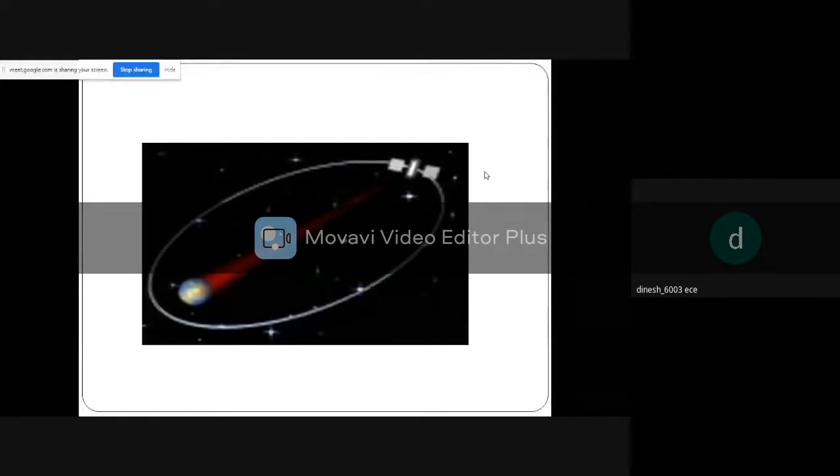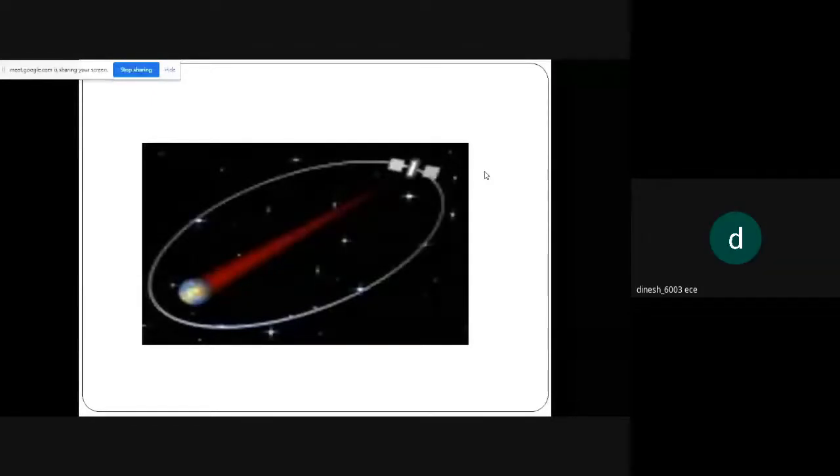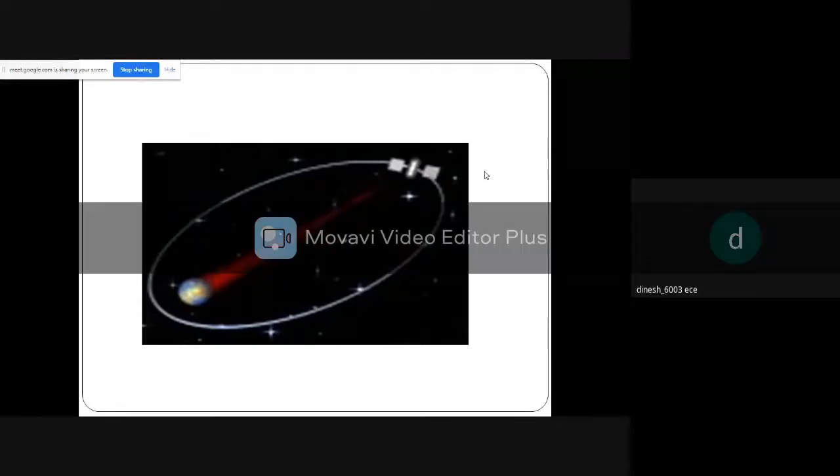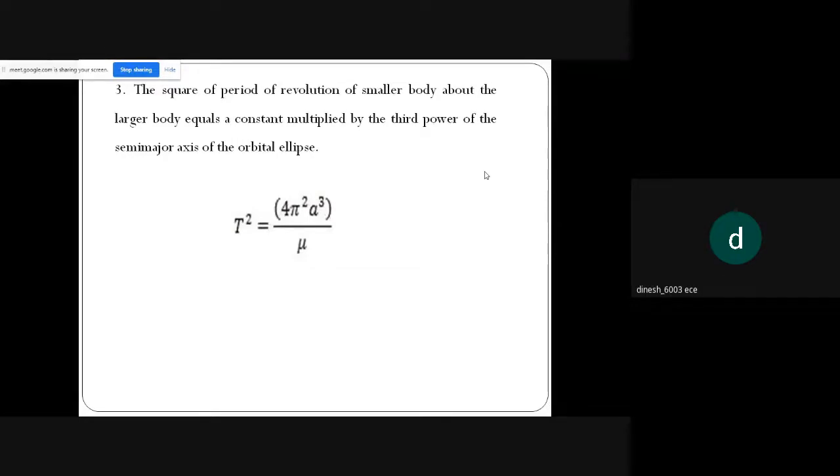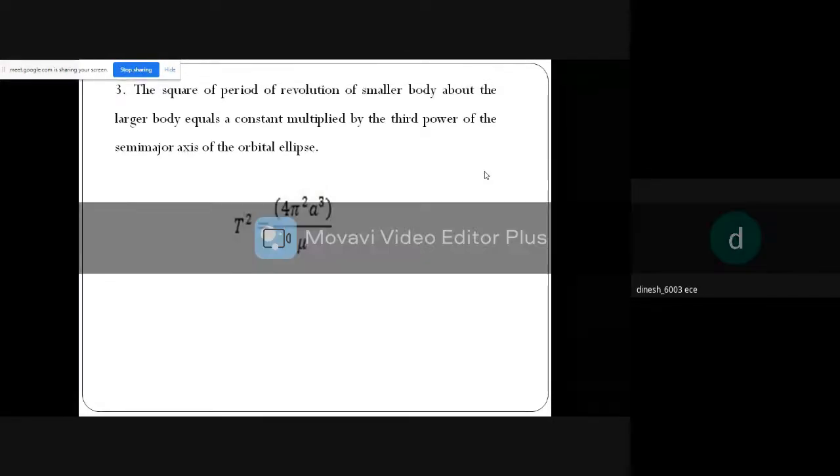So for example, if the satellite completes one period of revolution, moving around the Earth from the starting position and coming back to the starting position again, then T square, the square of the period of revolution, is equal to 4 pi square by mu, which is the constant, into a cube, the third power of the semi-major axis. So this is Kepler's third law.